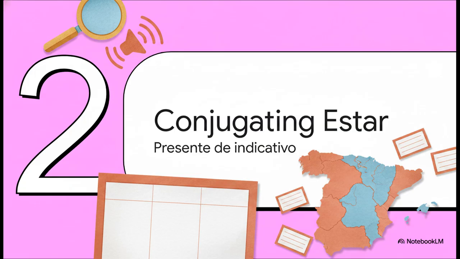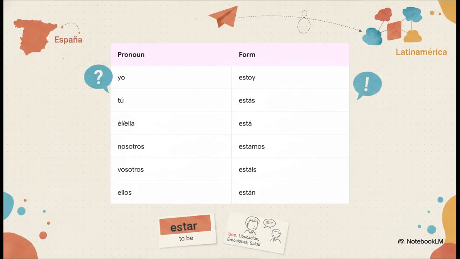Section 2. Conjugating estar. Huge congrats if you spotted that pattern. Now that we know what it looks like in the wild, let's look at the actual mechanics of how to build the verb estar in the present tense. Let's run through these forms together. I'll say them slowly, and you can echo the sounds right back.